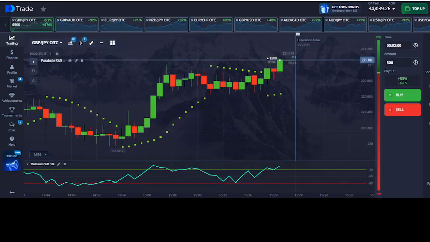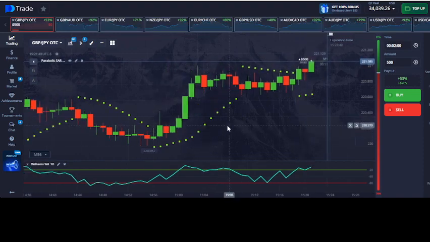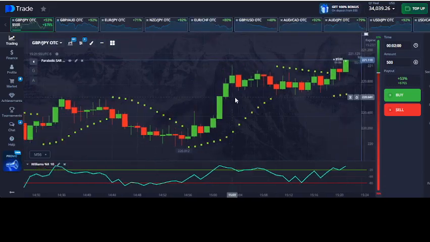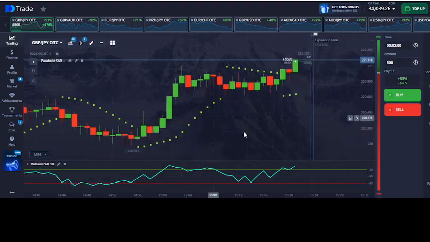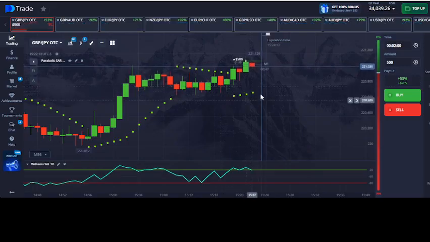Okay, so I'm on the Great British Pound, Japanese Yen currency pair, and I just took a buy trade here. Now the reason why I took the buy trade is, first of all, we're seeing a bullish price action in the price of the currency here from bottom left to top right, overall bullish momentum here. Second of all, the Williams percent R line just crossed over the green 20 line in an upward direction. Third of all, the parabolic SAR dots here have begun to print below the candles.